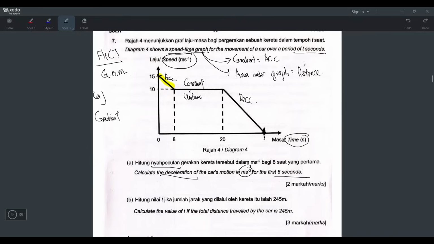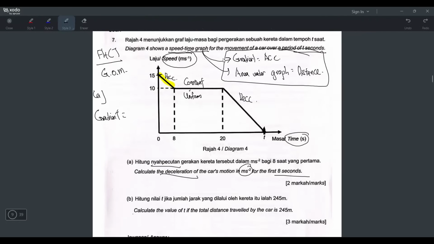Okay. Now imagine if I don't know about this. Imagine, just imagine I don't know the gradient for this graph will give me acceleration. Imagine I don't know this, then die lah. How are you supposed to do this in the exam? Kalau you tak tahu this basic knowledge, right? So make sure you know now. Speed time graph memang gradient dia boleh guna untuk cari acceleration.